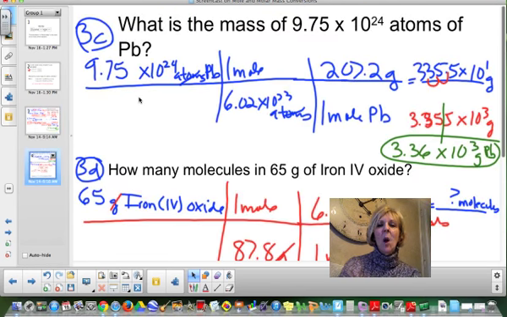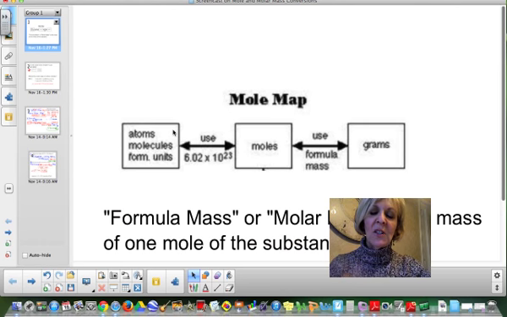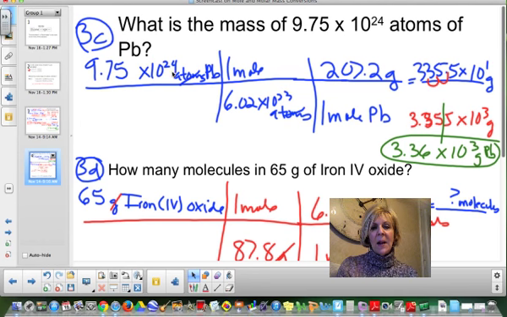So this problem is, what is the mass of 9.75 times 10 to the 24 atoms of lead? All right, so let's go back to my mole map for a minute and just see what I'm asking you to do here. So I have numbers of atoms of lead, and I'm asking for how much they weigh. So I'm going to have to do a 2-step conversion problem here. I have to get to moles first, and then I have to go to grams. So here's how I'm going to do that. I write down what I'm given in the problem. That's what you do first.